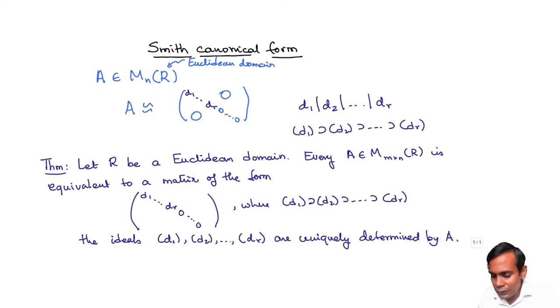And so I'll prove this in two parts. Firstly, I'll show that you can start with any matrix over a Euclidean domain and then reduce it to a Smith canonical form. And then I'll show that this Smith canonical form is essentially unique. The first part will proceed as in the last lecture. I'll give you an algorithm. Okay, so before we begin to study this algorithm, let's just recall what a Euclidean domain is.